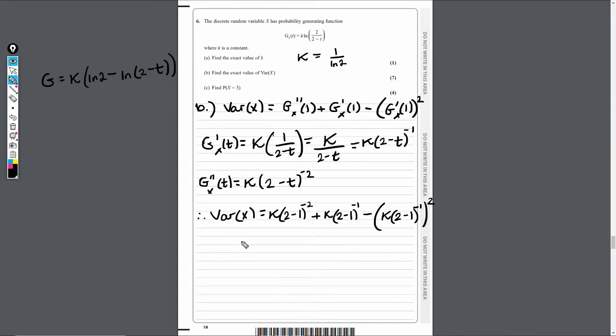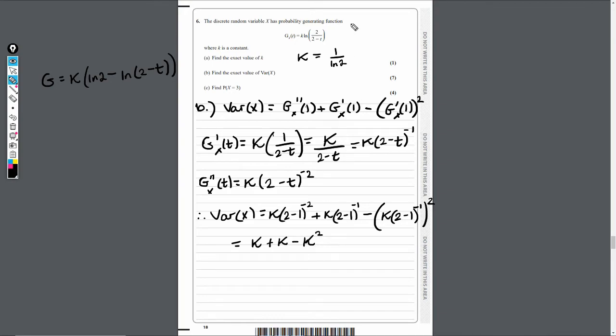Okay. Well, (2 minus 1) to the minus 2, that's just going to be 1. So I'm going to get k. Same again here, (2 minus 1) to the power of minus 1, that'll just be 1. I'm going to get another plus k there. And if this is plus k, this is the same thing, just squared, and I'm minusing it, so it's going to be minus k squared.